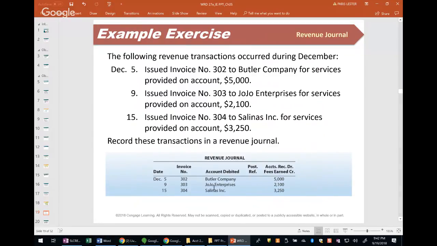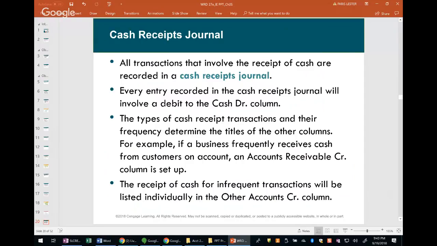All right, example exercise. Just says record these transactions, which they've done in a revenue journal. It's easy to do. Invoice number is just a bill. Now let's look at the cash receipts journal.